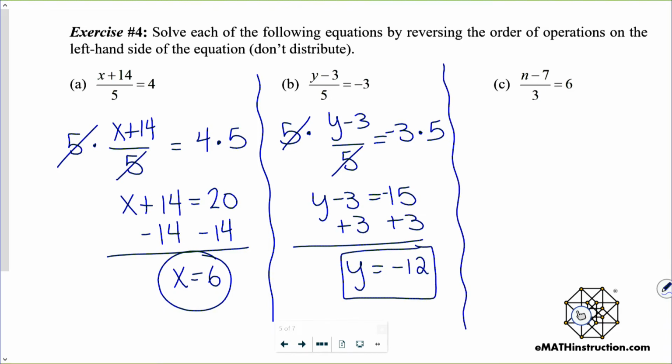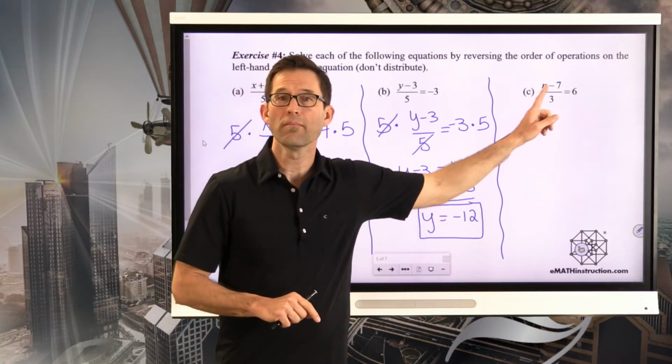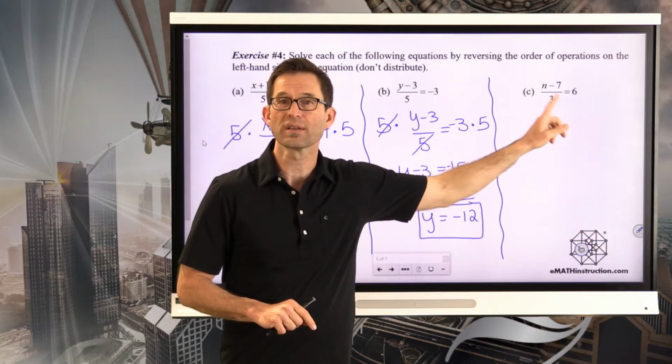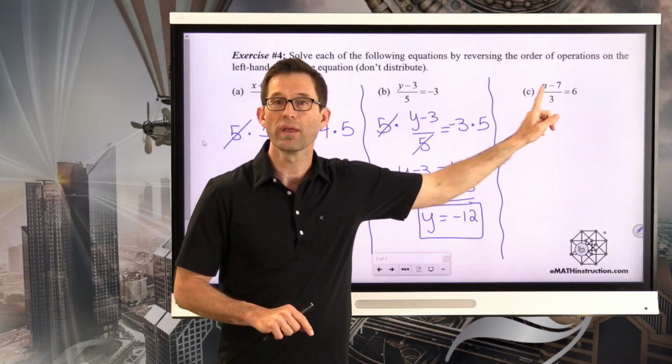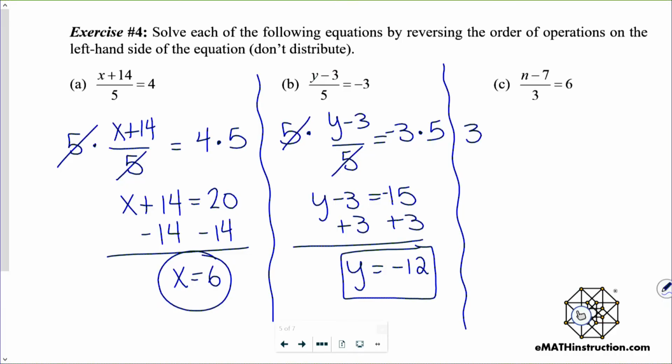All right. And likewise, in the last problem, n minus 7 divided by 3 is equal to 6. I'm going to undo the division by 3, then undo the subtraction by 7. So we'll do 3 times n minus 7 divided by 3 is equal to 6 times 3. Cancel those out. We're left with n minus 7 is equal to 18.